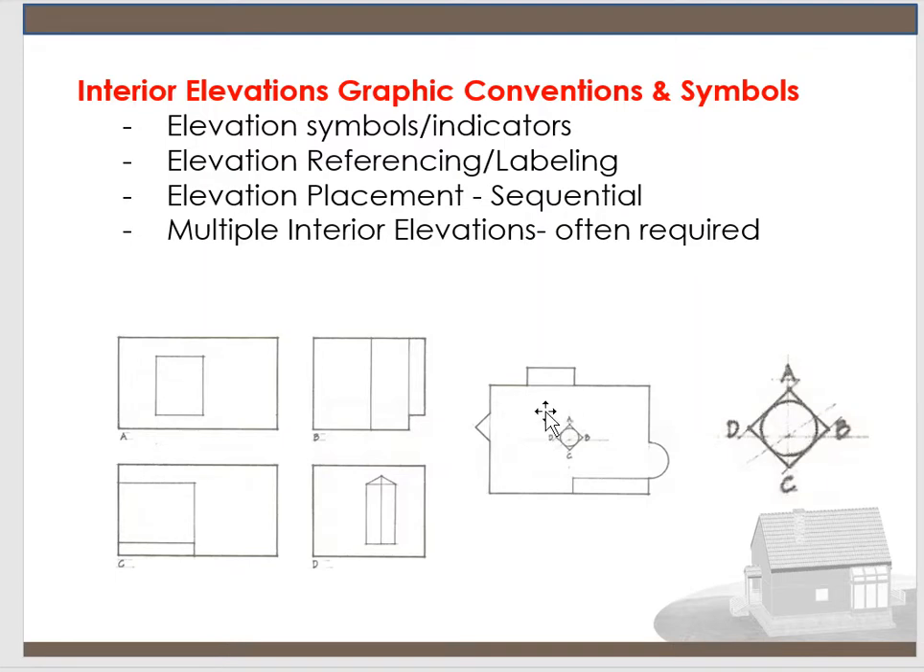So you can see inside of this floor plan, A is pointing over here, B, C, and D. And it always goes in order, A, B, C, and D, and it goes clockwise. And you always string your elevations in order. You wouldn't have A, then D, then C. You would have them all in order.